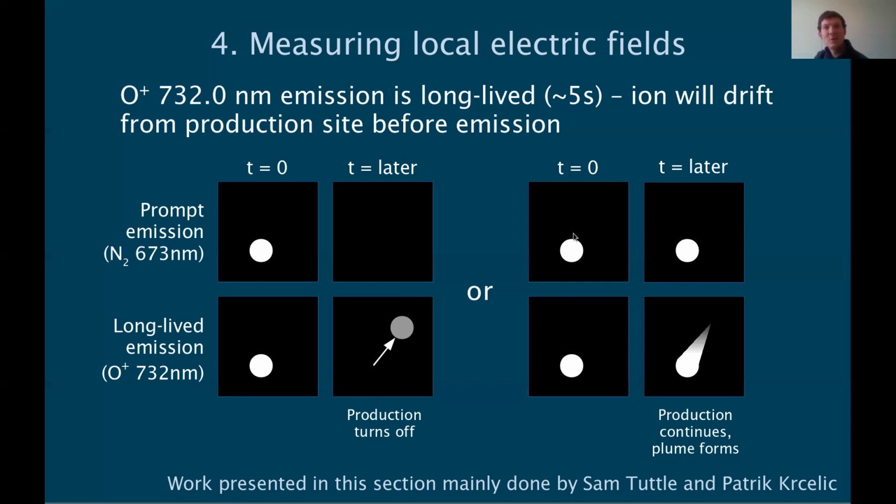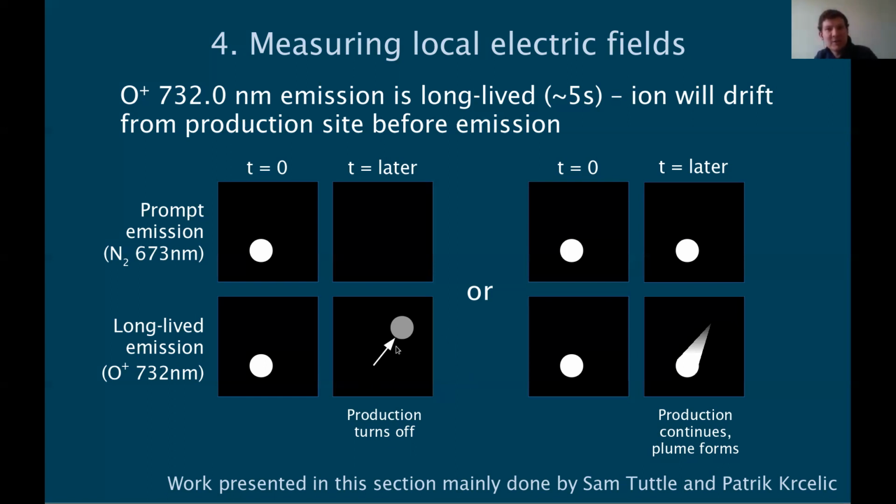Or we might see that the production continues and you get some kind of plume form where the ions are drifting away from this production site before emitting. In reality, it's probably a combination of these things. So you get drifting production, which turns off, and then the long-lived emission stays around for a few seconds and drifts as it stays around. But there's also plumes going on when the production is actually happening.